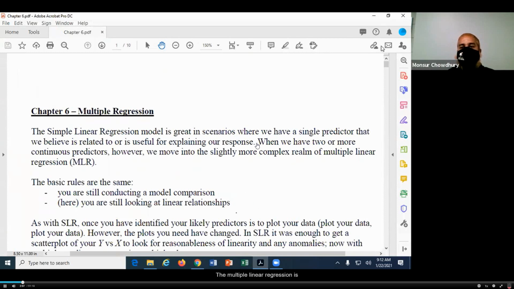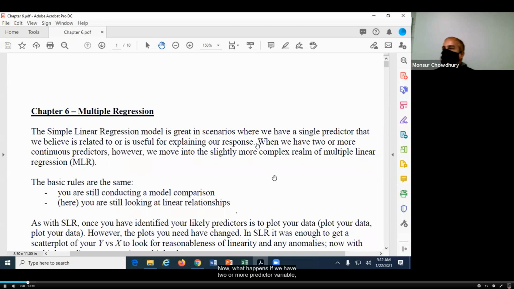The multiple linear regression is just an extension of the simple linear regression models. What we did in the simple linear regression models, we had only one predictor variable. And we wanted to know whether this predictor variable is related or is useful for explaining our response variable.